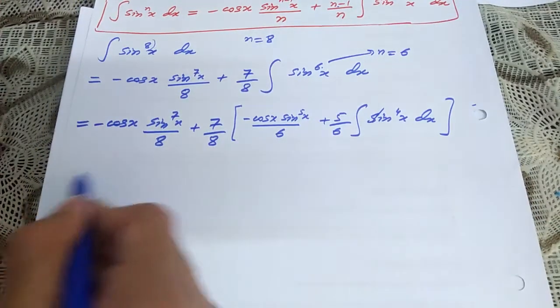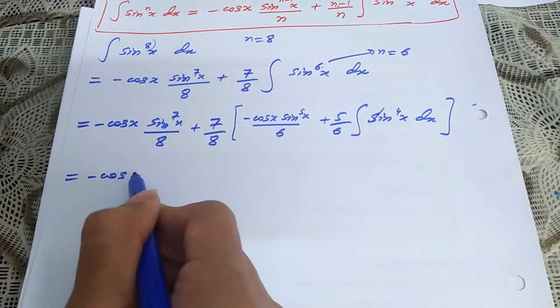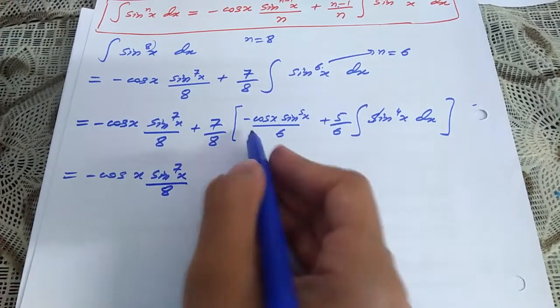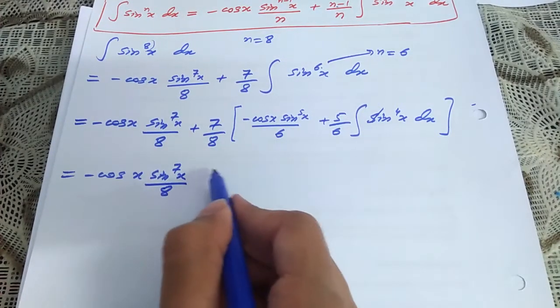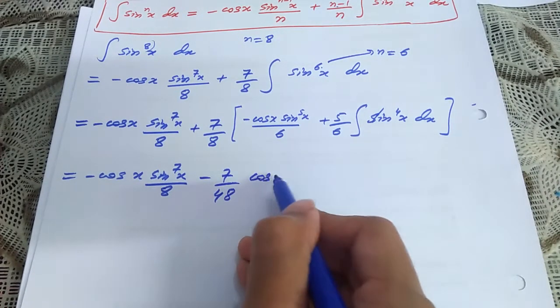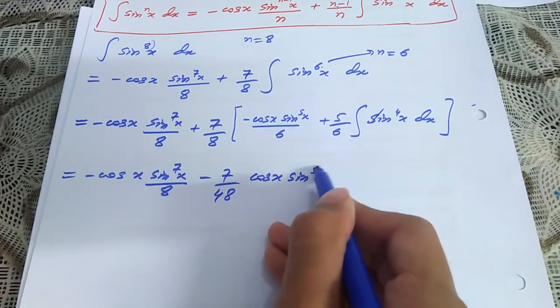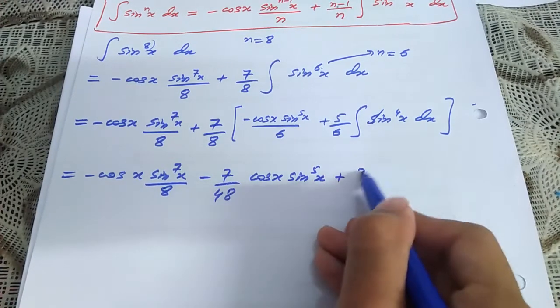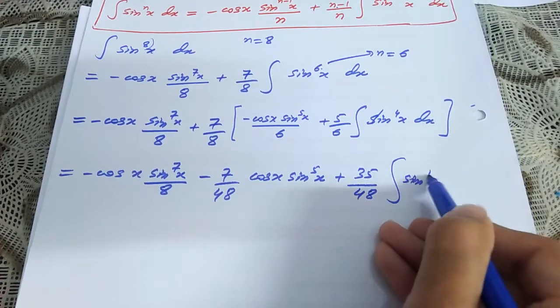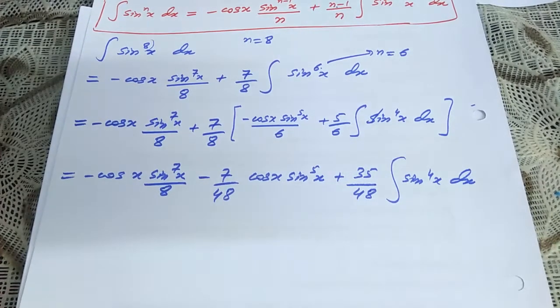Now open this bracket, we'll get here minus cos of x sine 7x over 8 and this thing will give us minus 7 over 48 cos of x sine 5 of x then plus 35 over 48 integration sine 4 of x dx here.